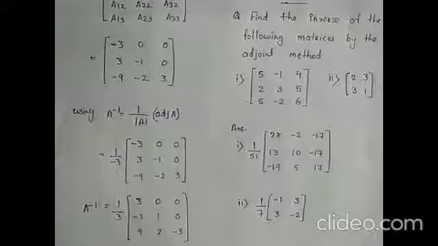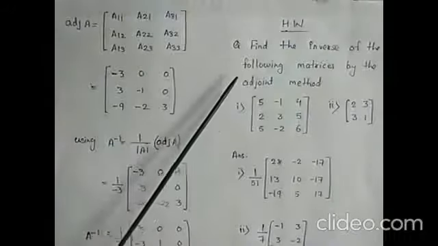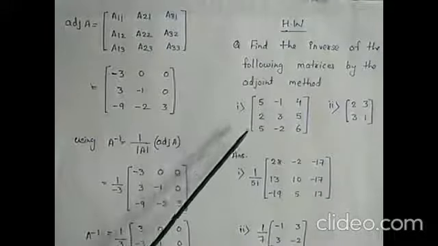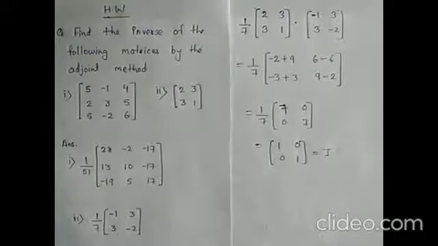Now children, I am giving you homework. Find the inverse of the following matrices by adjoint method. 3 by 3 matrix, 2 by 3. The answer is written over here. Please solve it and you can cross check it. Children, you can check whether your answer is right or not.